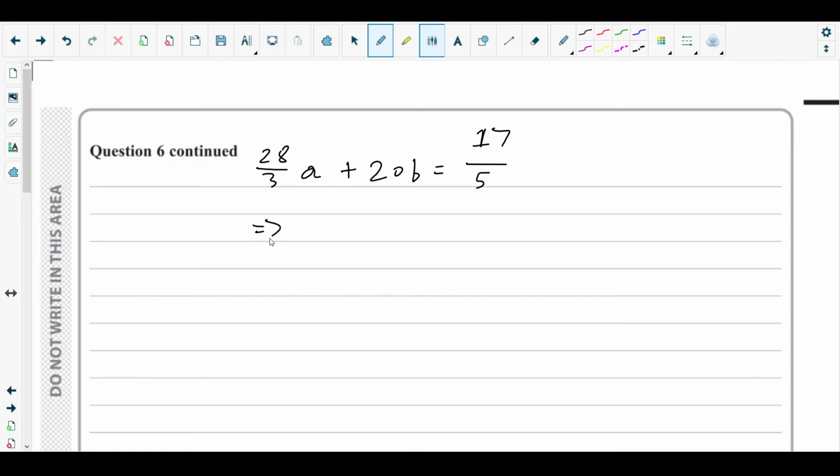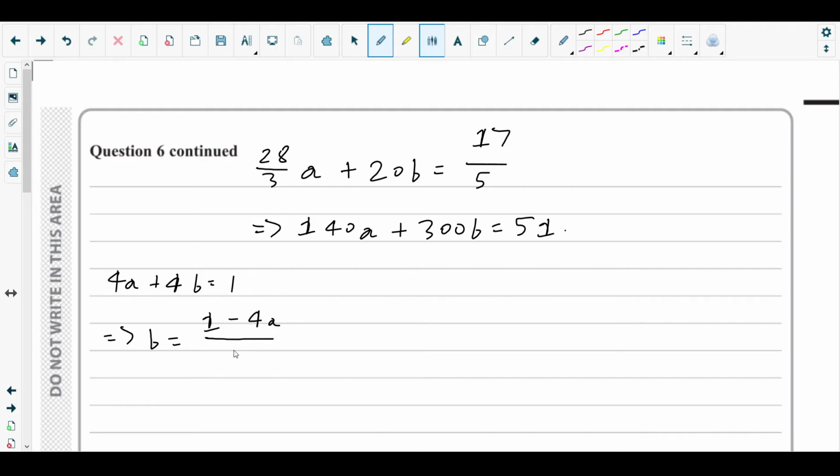If you simplify, multiply both sides by 15, what you will get? 5 times 28, that is 140. So 140a plus what? 15 times 20, that is how much? 300, right? 300b equals 51, isn't it? Okay, now we know that 4a plus 4b equals 1. So from there, if you make b the subject, what you will get? 1 minus 4a over 4.